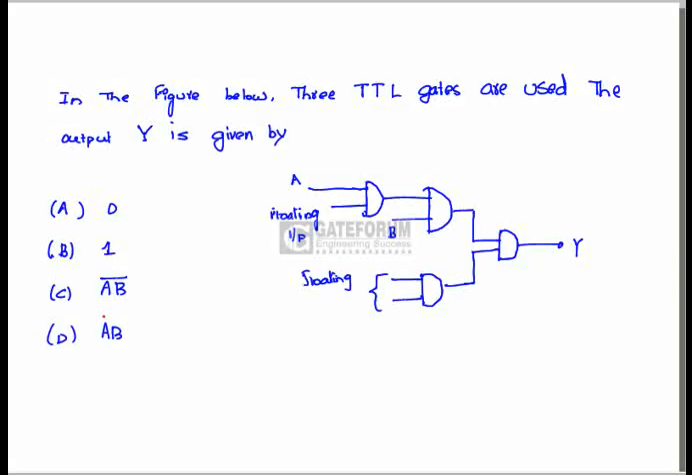Question is, we have to calculate the expression for Y for the logic circuit shown in the figure. The technology used in this logic circuit is TTL gates. Here we need to know that for TTL technology, the floating input acts as a logic 1. That means the first gate output here is A, here is AB, here is 1, here is AB. So the output expression equals AB, which is option D.